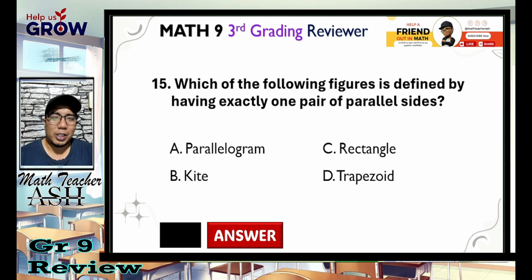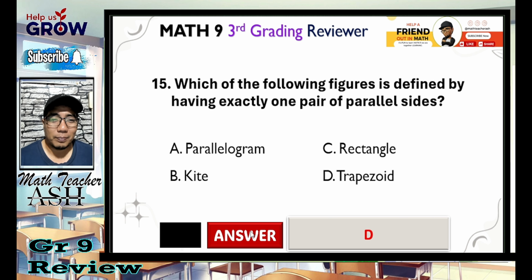Alright, my dear math learners, this is very easy. Why? Because talking about one pair of parallel sides, that is the property of a trapezoid. Because in parallelogram and rectangle, they have two pairs of parallel sides, while in the kite, there is no pair of parallel sides. So, having one pair of parallel sides, that is under trapezoid. Letter D. Let's check whether we are correct.